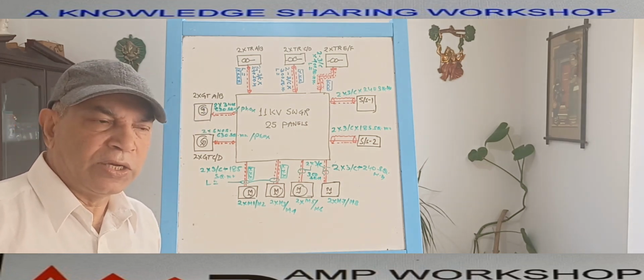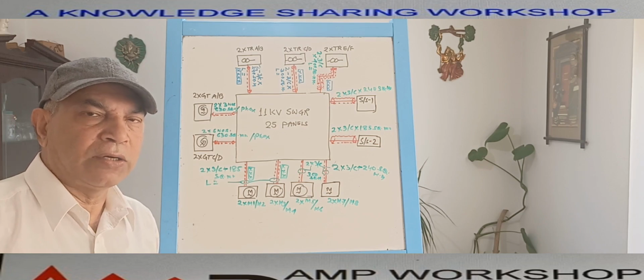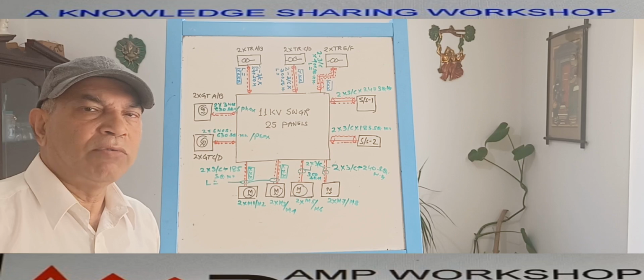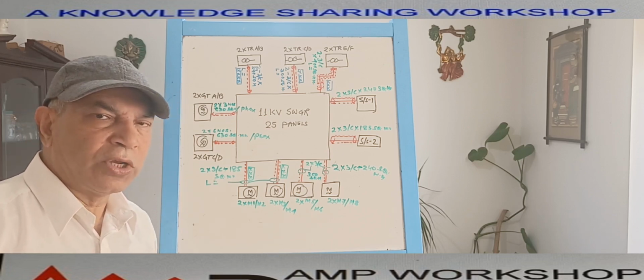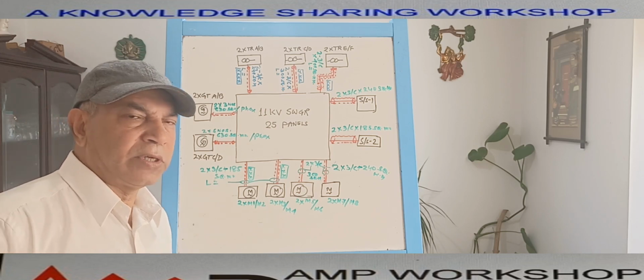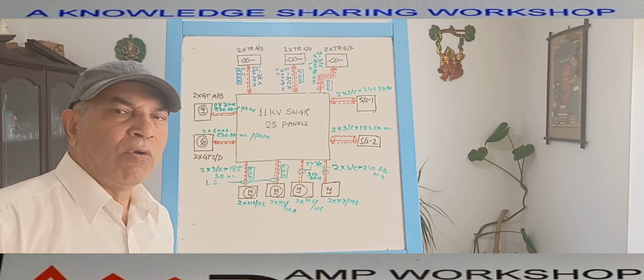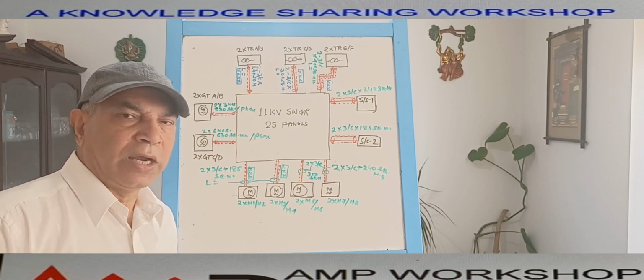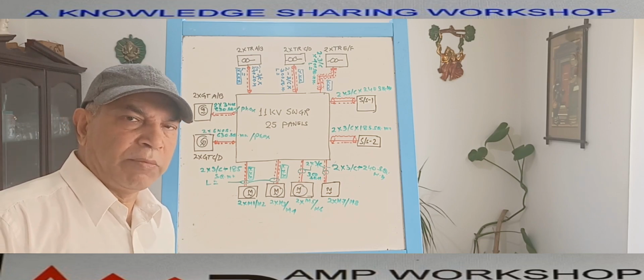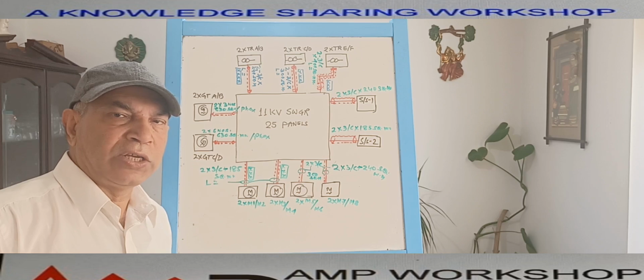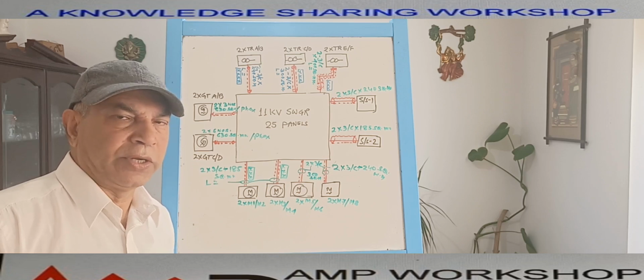So how can we represent the various cables which are connected with the switchgear? When we talk about electrical cables, they are mainly divided into two parts. One is the power electrical cable, and the other is the control electrical cable. The power electrical cables will be dealt with separately, and the control electrical cables will be dealt with separately.